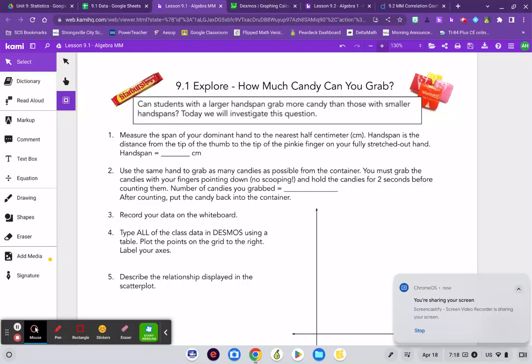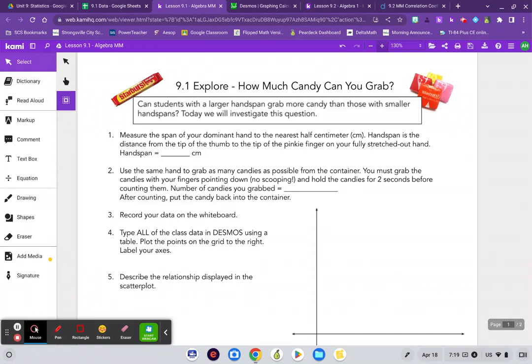Hassler here. I'm going to work through the 9.1 Explore lesson. In class, I had students measure the hand span of their dominant hand, and they used centimeters.